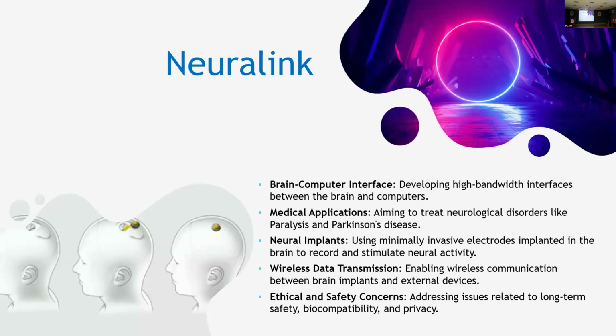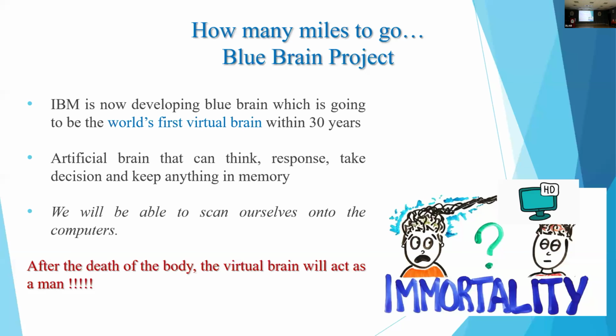You also probably have recently come across the term Neuralink, Elon Musk's project, where a chip was inserted within the brain of one particular person. This is a brain-computer interface, developing a high bandwidth interface between the brain and computer. It has wide application in medicine, aiming to treat neurological disorders like paralysis and Parkinson's. So you can understand the wide exploration in different areas. Neural implants use minimally invasive electrodes implanted in the brain to record and stimulate neural activity, so that later on we can combat Parkinson's disease or other kinds of neural diseases as well.